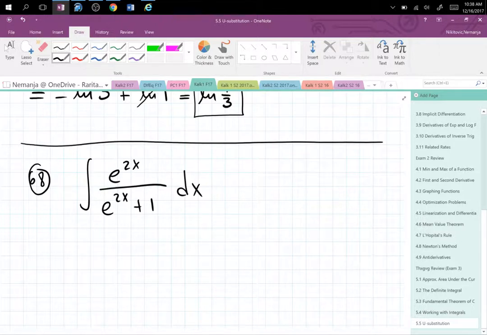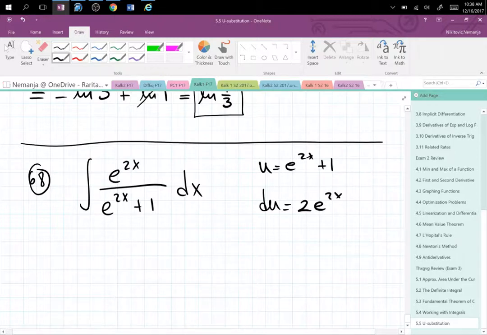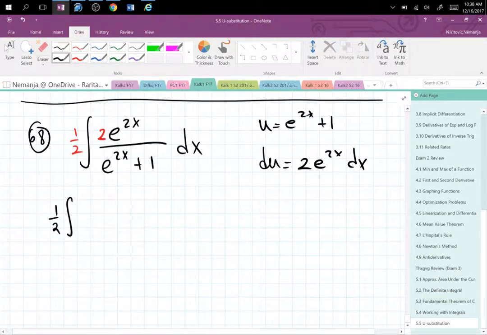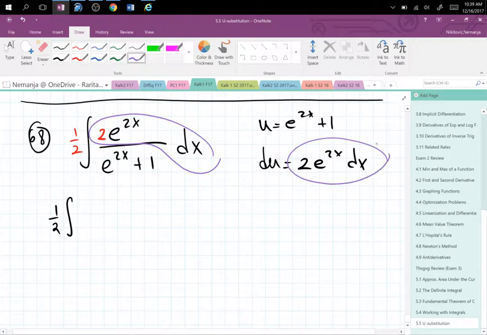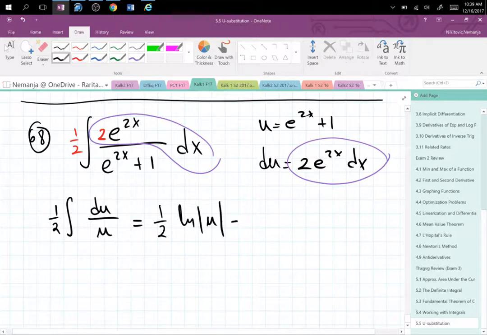So we see that again we have the denominator and its derivative in the numerator, so u equals e to the 2x plus 1, and du is 2e to the 2x dx, and we have to put in this 2 to get everything in order. So now I have a 1/2 integral. Then, as you can see, I'm going to circle it again. There's a peanut, there's another peanut. If you look at these two peanuts, you have the same, right? So the entire thing is replaced by du, and the denominator is u: 1/2 ln u plus c.